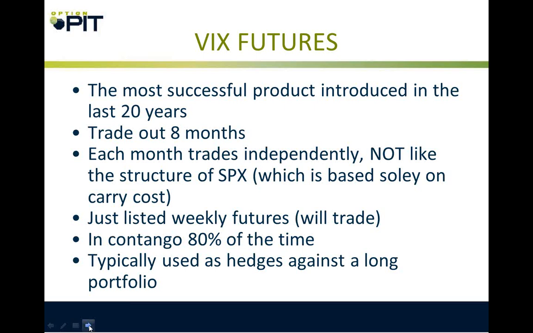All right, so the VIX futures are probably the most successful futures product listed in the last 20 years. They trade out 8 months. Each month trades independently, not like the structure of SPX, which is based solely on carrying costs. So each future trades completely independently of the other. It's much more similar to trading different corn cycles or wheat cycles than a financial contract, because every future is so different.